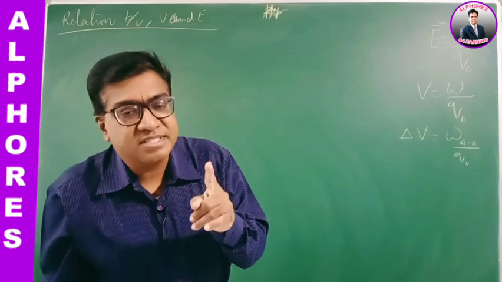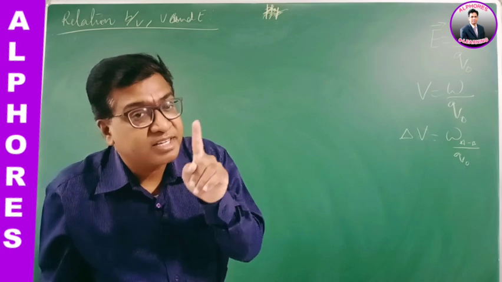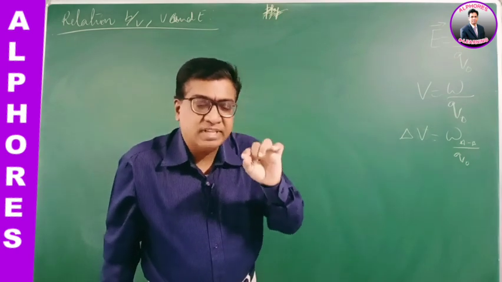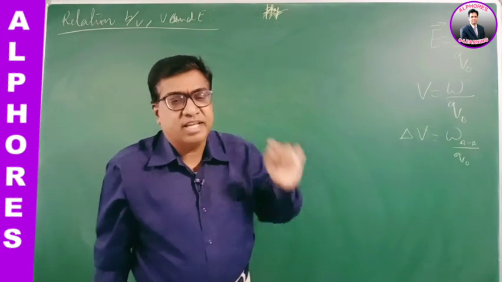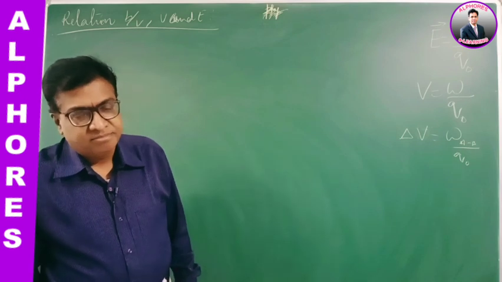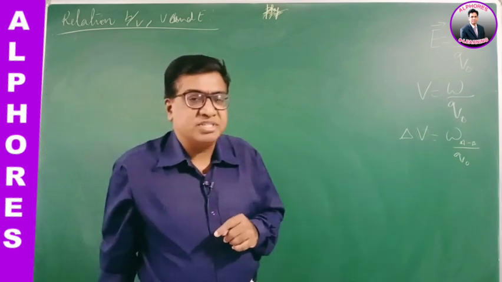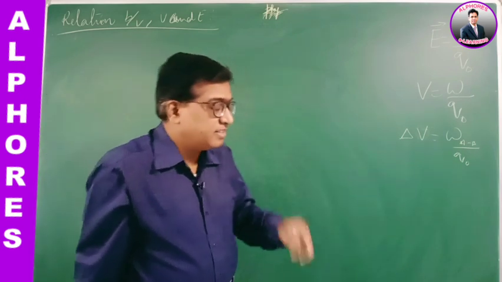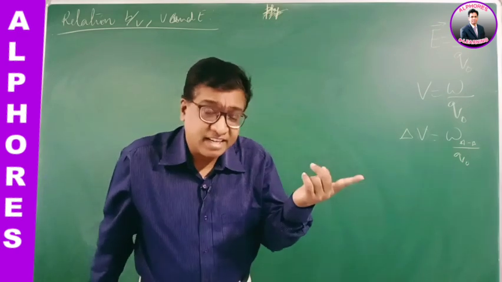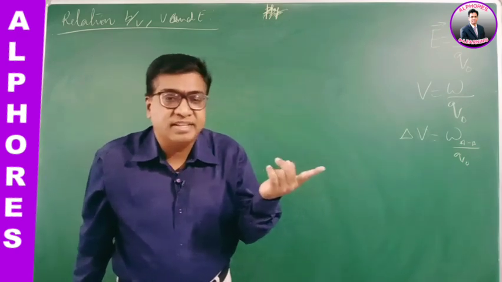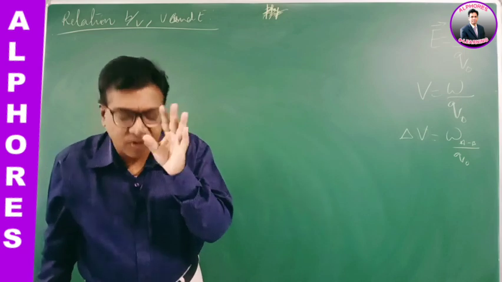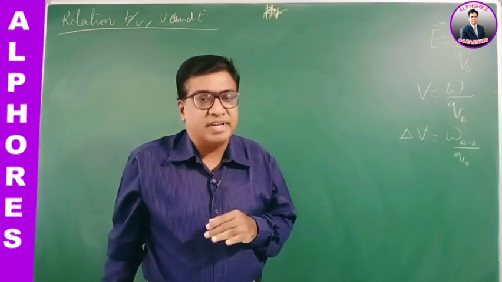Equipotential surfaces are always perpendicular to the lines of force. At any point the line of force is normal to the equipotential surface, right? Always normal to the equipotential surface, right? And as electric lines of force do not intersect one another, equipotential surfaces also do not intersect with one another.